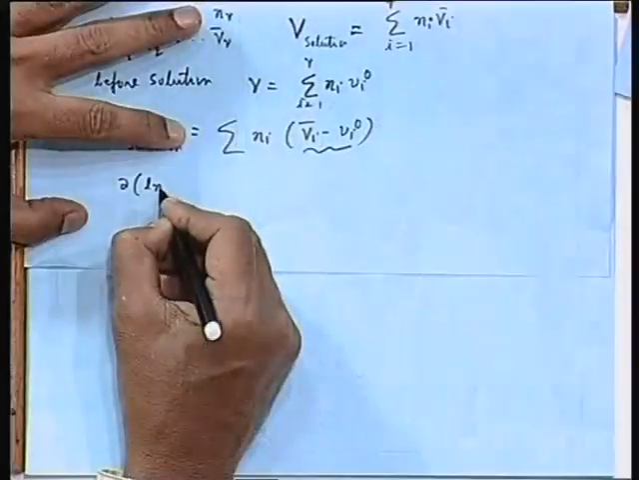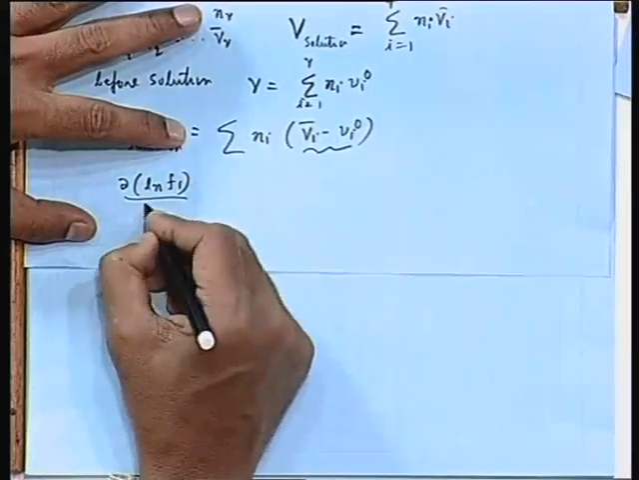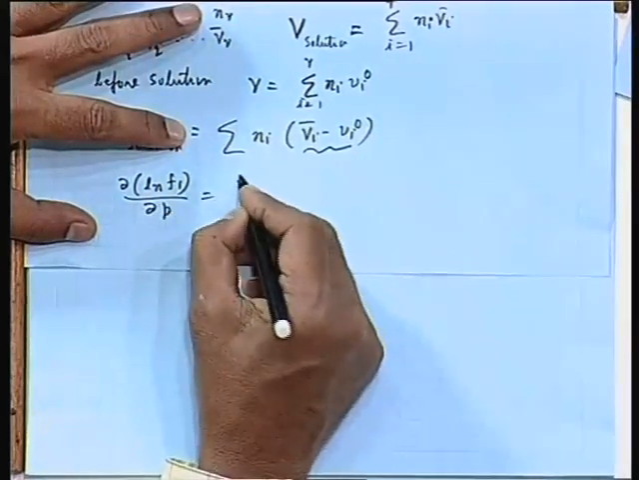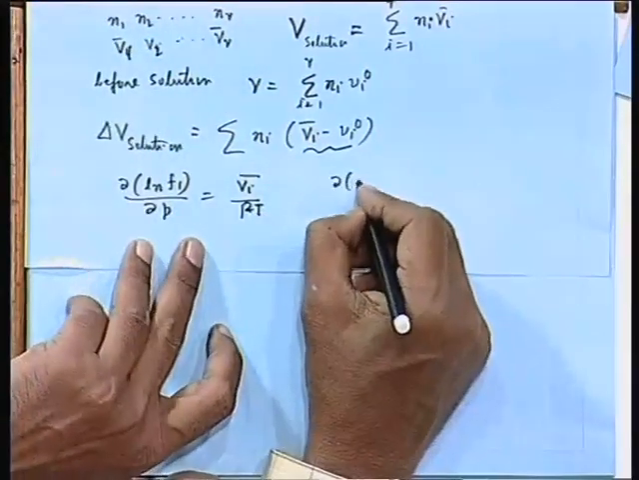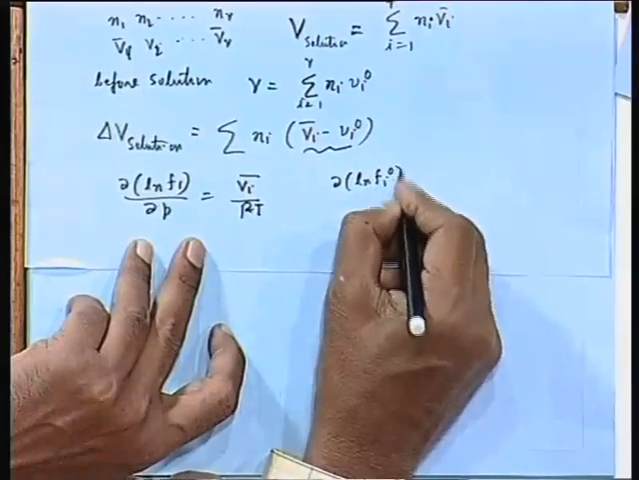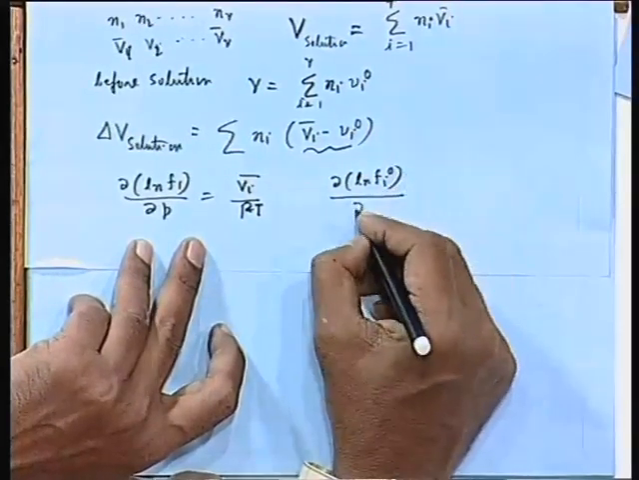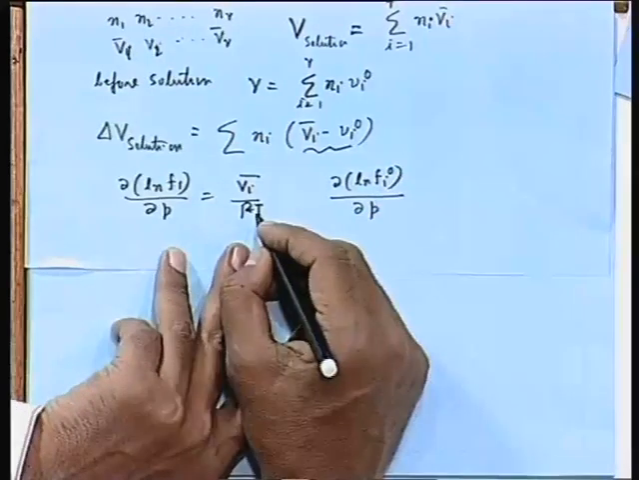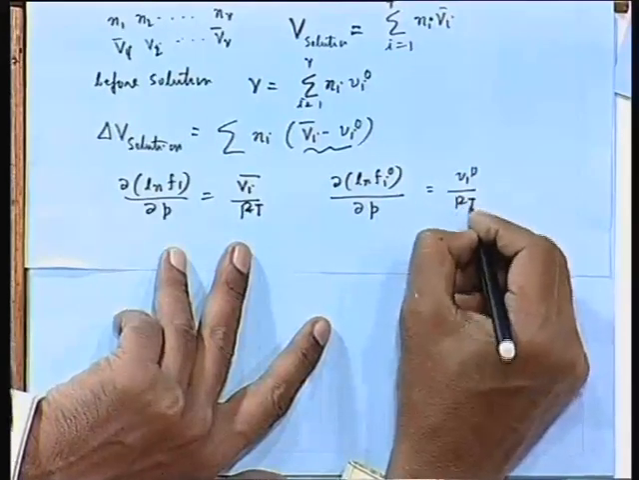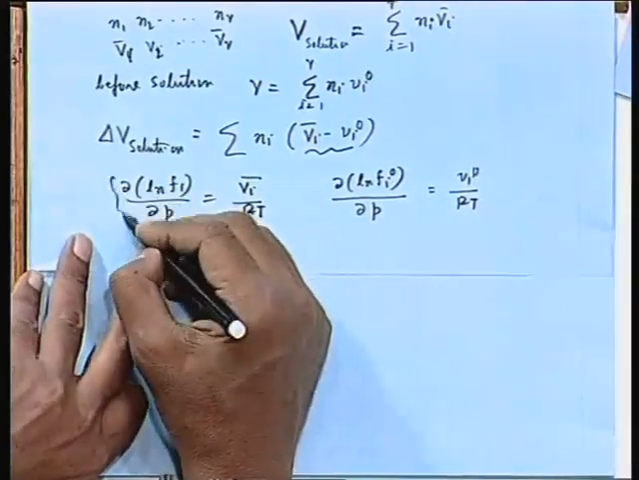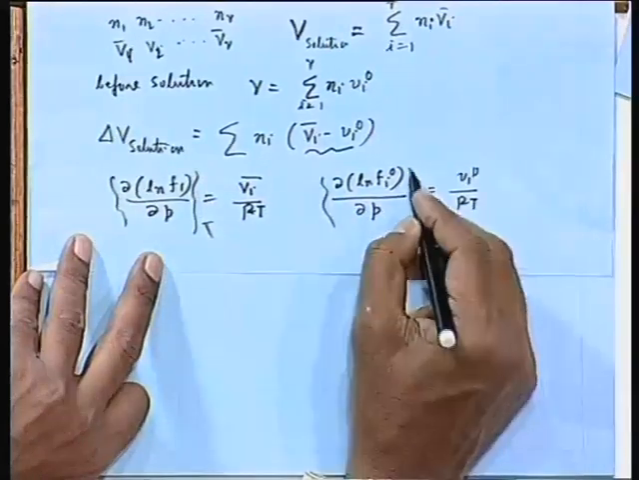That means if I write it now, it will be like this. Del ln Fi by del P is Vi bar by RT. Just now I have done it. And for a pure component, del ln Fi 0 by del P, that means when the component i is pure, at the same state as the mixture, is equal to Vi 0 by RT. This is obviously at the same temperature. Always when I differentiate with pressure, it is at the same temperature.